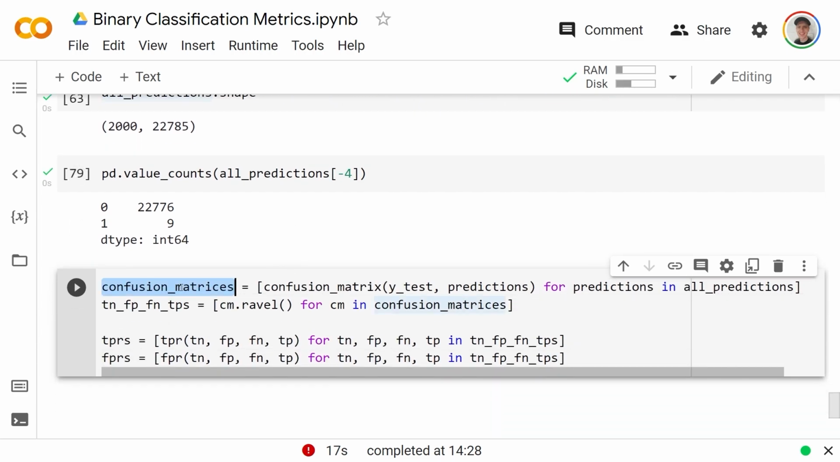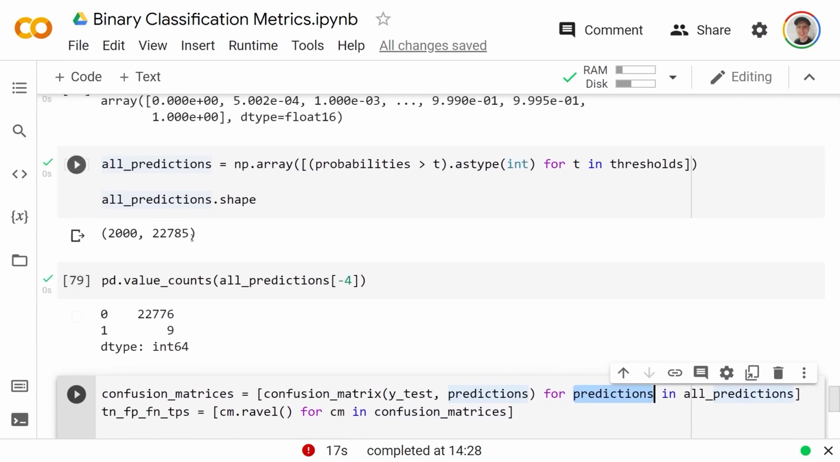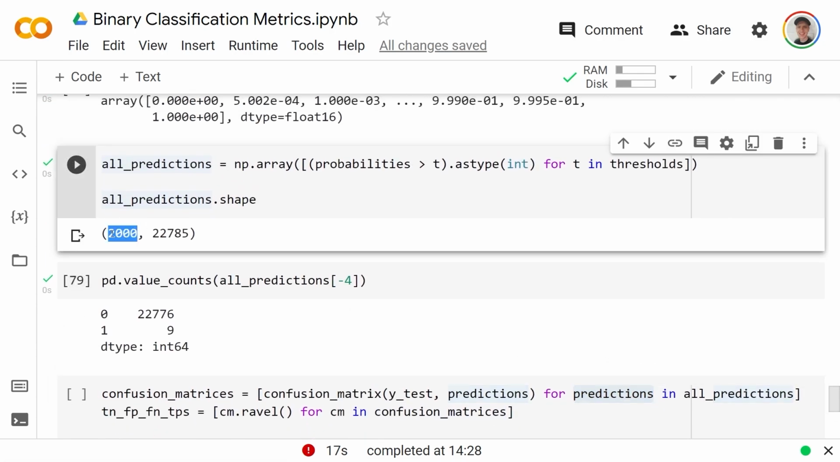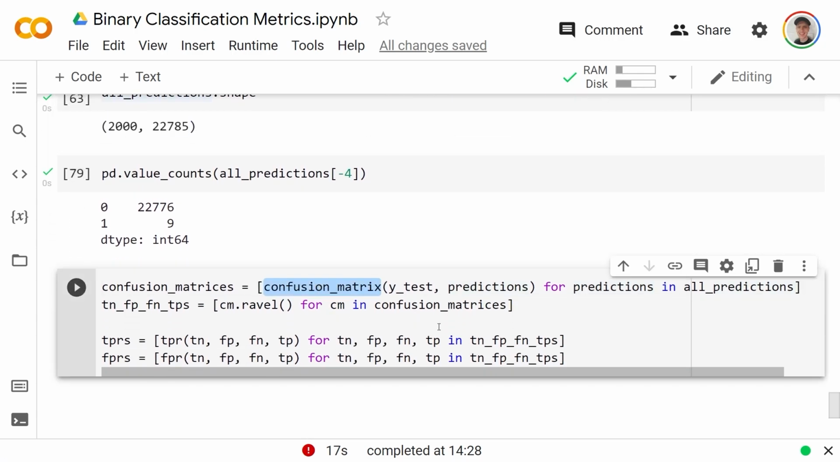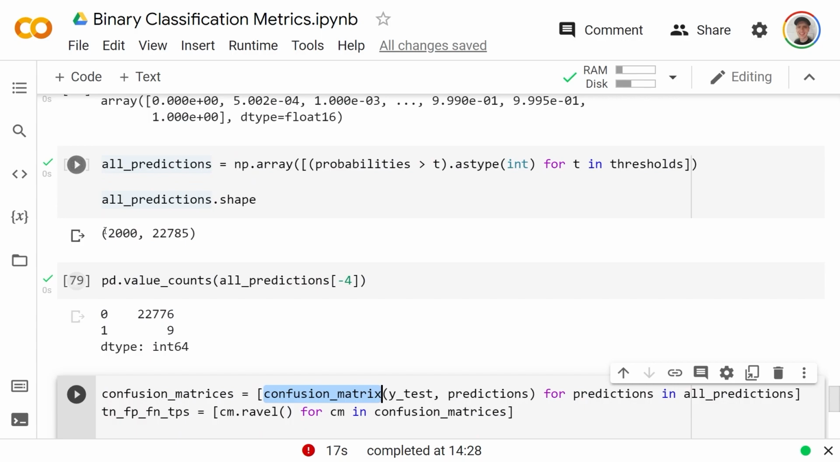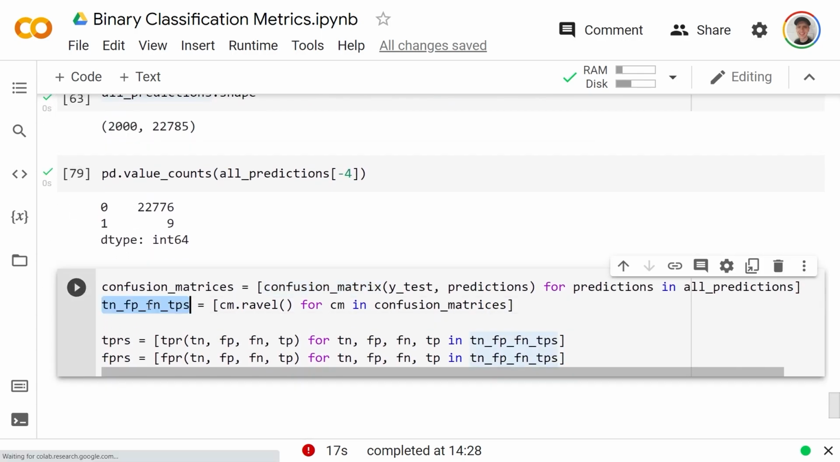So before, we only had one confusion matrix because that threshold was at 0.5. But now for every single threshold, for all the prediction vectors in all of predictions, so we go through each of the thresholds, we get our predictions vector. Then we can get the confusion matrix for each of those, comparing it to the actual observations. Then, since we have a confusion matrix for every single different threshold, we can get the true negatives, false positives, false negatives, and true positives for each of those thresholds.